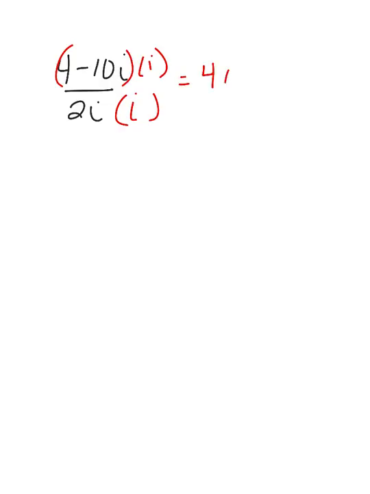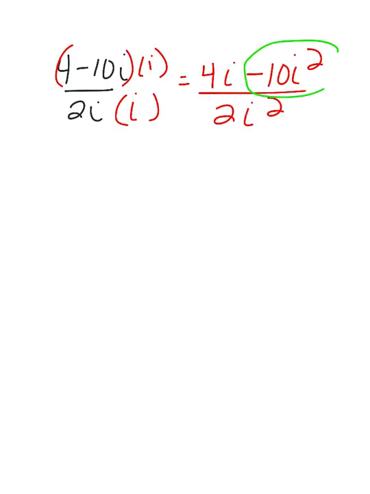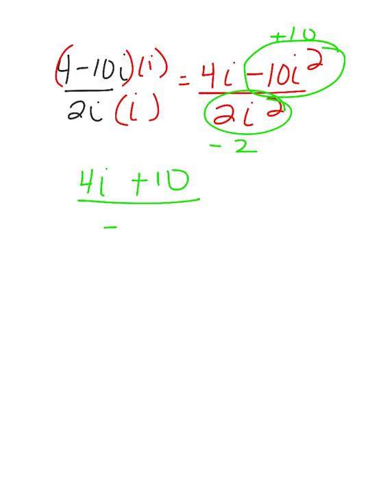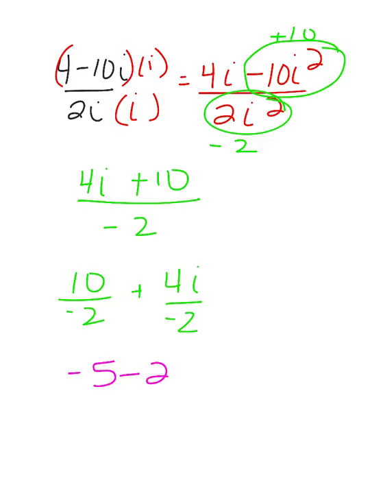So it's 4i minus 10i squared over 2i squared. Negative 10i squared, remember, is plus 10. So I have 4i plus 10 over, this becomes negative 2. I'm just going to rewrite this: 10 over negative 2 plus 4i over negative 2. So that's negative 5 minus 2i.